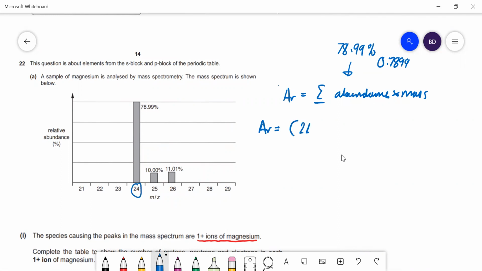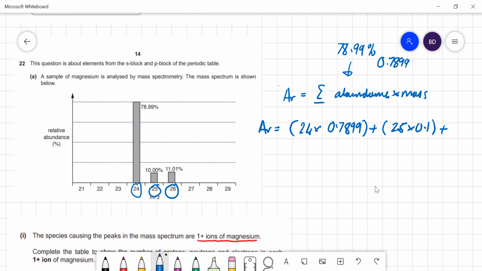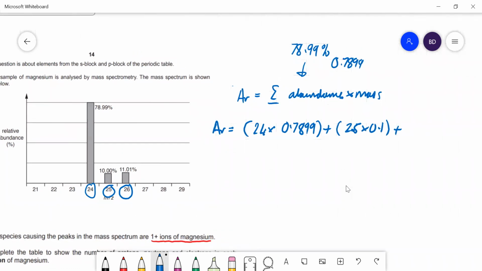So the AR is going to be equal to, let's do it for the 24 isotope. So the mass is 24 times the abundance, 0.7899, plus for the 25 it's 10%, so that's plus 25 times 0.1. Plus for the 26, that's 11.01%, so that's 26 times 0.1101.